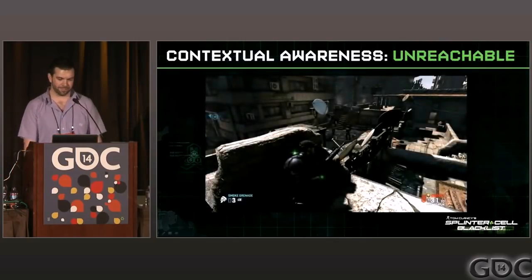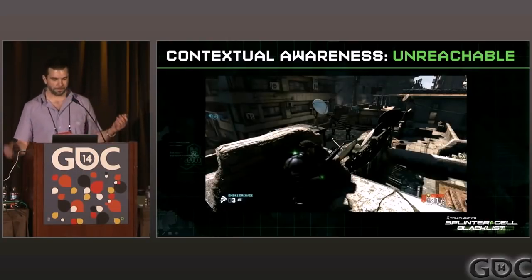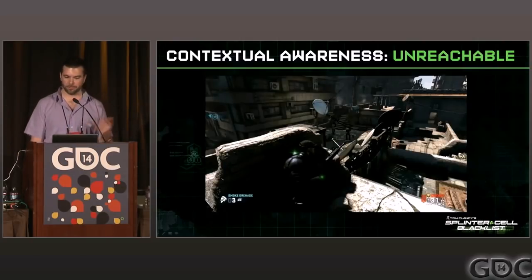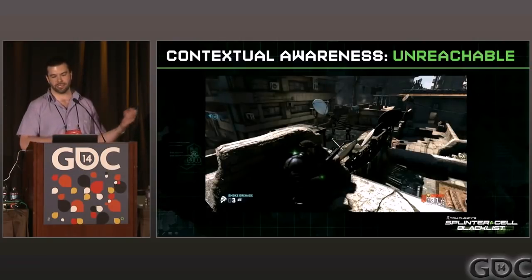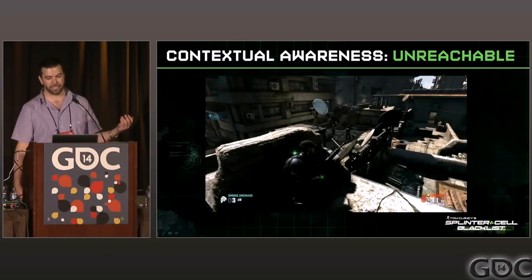So yeah, we really like that. And the last thing I want to talk about is the combat anti-exploit I was referring to. In this case, it's unreachable. Depending on where the player is and what the situation is, the AI may not be able to, or may not want to, directly engage the player in combat.